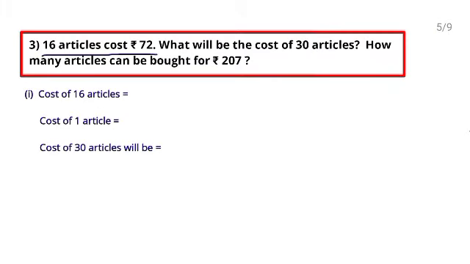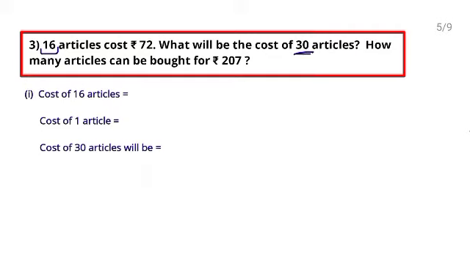16 articles cost ₹72. 16 articles का cost क्या है? ₹72. What will be the cost of 30 articles? पहले इसी part की value find out करते हैं. 16 articles का given है. First of all, from 16 articles, find the cost of 1 article, then 30 articles.